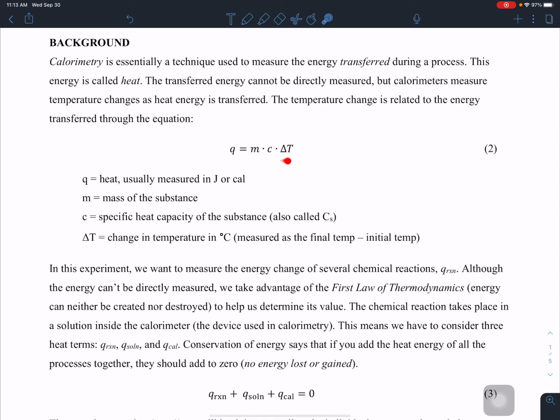So we're going to make use of this equation, Q equals mc delta T. Q is the heat. Here we're going to measure it in joules. M is the mass of the substance. C is the specific heat capacity of the substance. And delta T is the change in temperature. Now, it's important to remember that the change in temperature is defined as the final temperature minus the initial temperature. So the change in temperature is sometimes positive if the thing got warmer, or sometimes it's negative if the object cooled down.